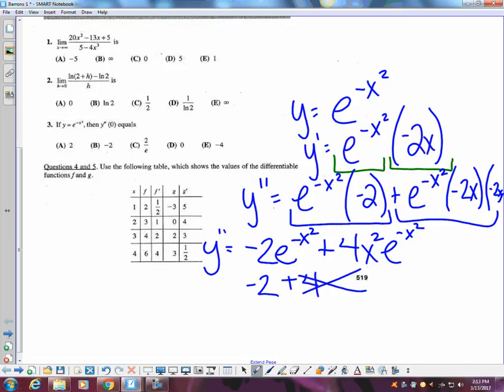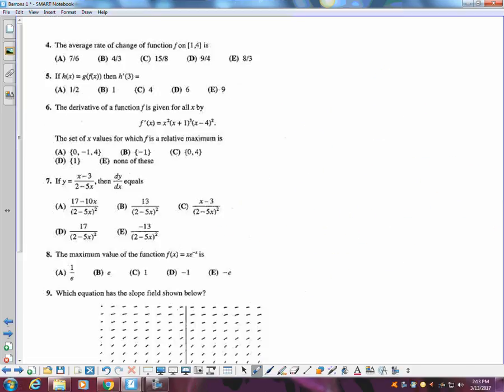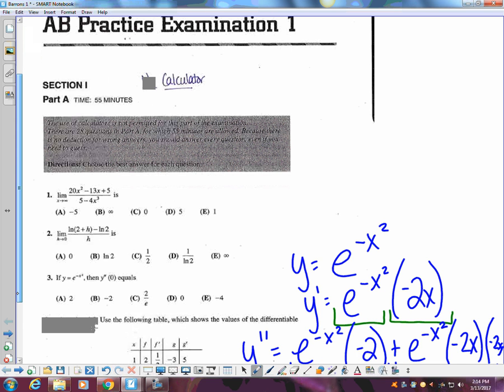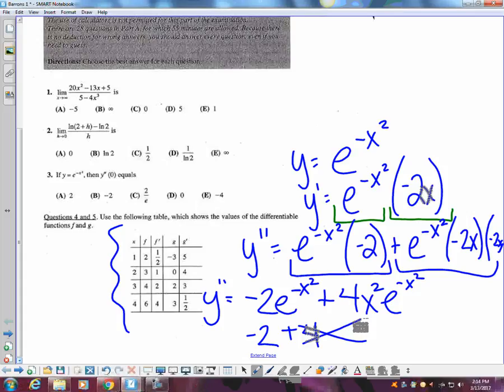Next, number 5. Oh my. Number 5 is neat. We didn't do any like number 5, but it's really, really cool. And Barron really, really likes these. So number 5 says, if h of x equals g of f of x, then h prime of 3 equals something. Go back to the page before it. Do you see this big old table right here? It says for questions 4 and 5, use the table.